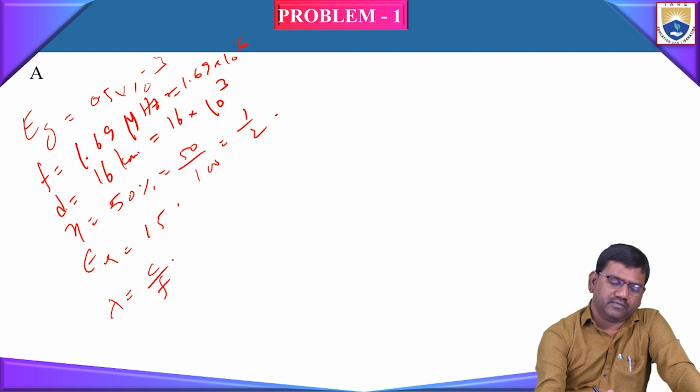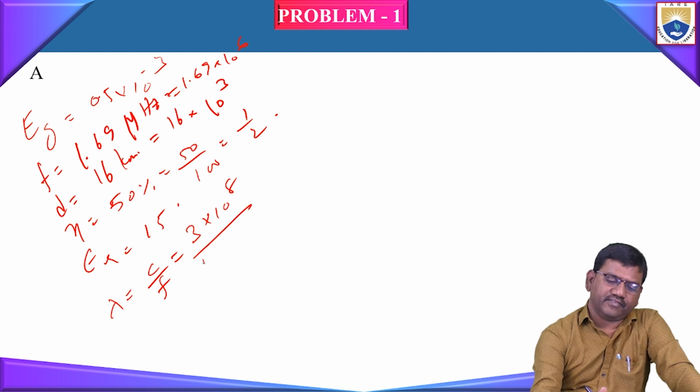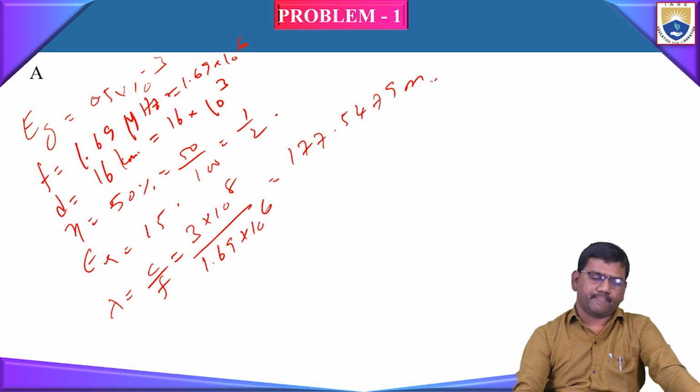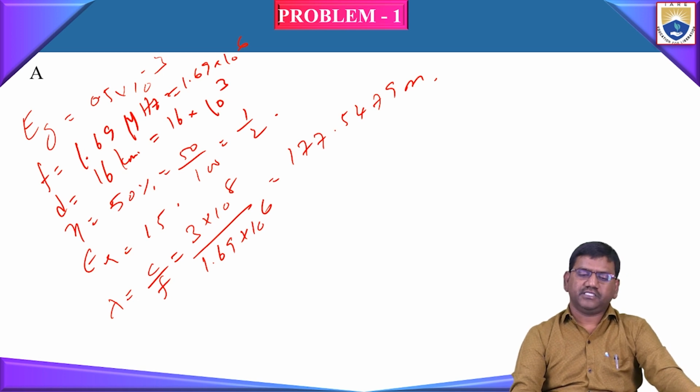So lambda is equal to C by F. C is equal to 3 into 10 power 8. The frequency is 1.69 into 10 power 6. So you will get 177.5479 meters here. So lambda is equal to 177.5479 meters.